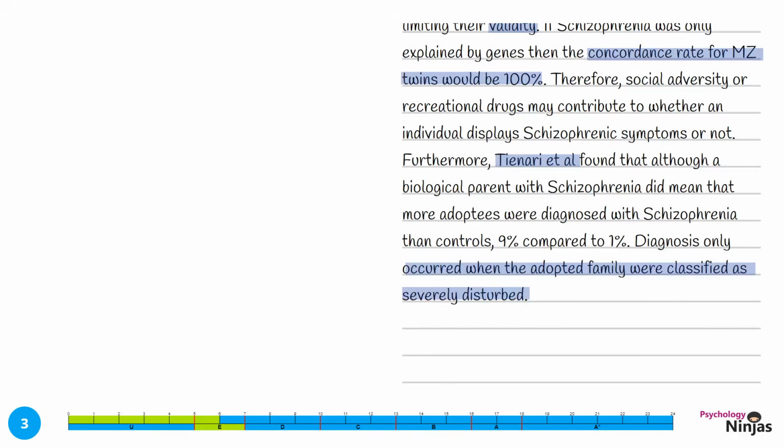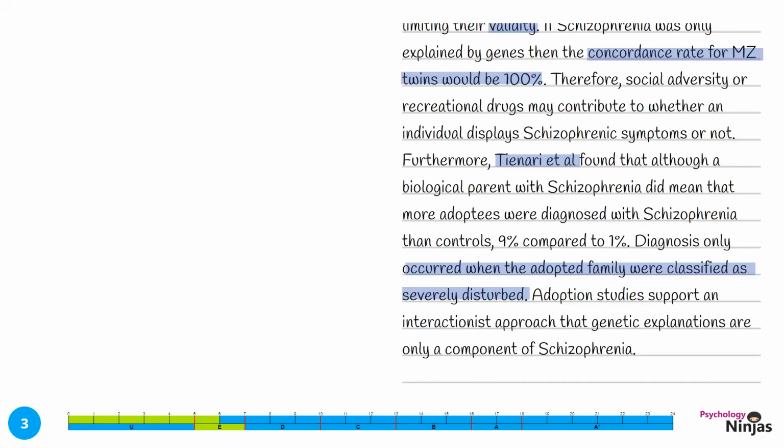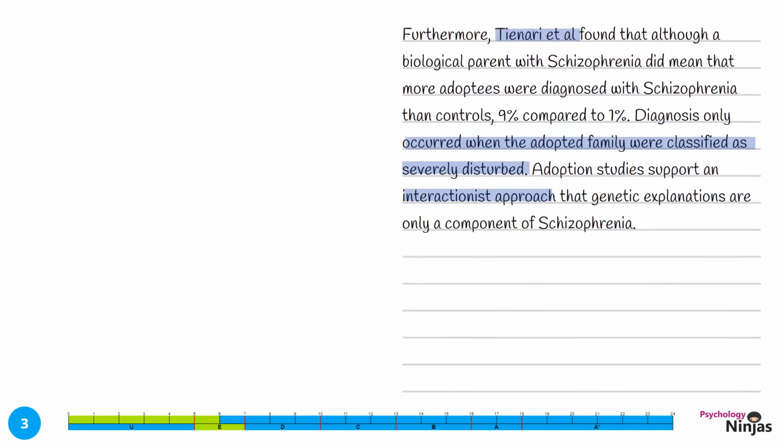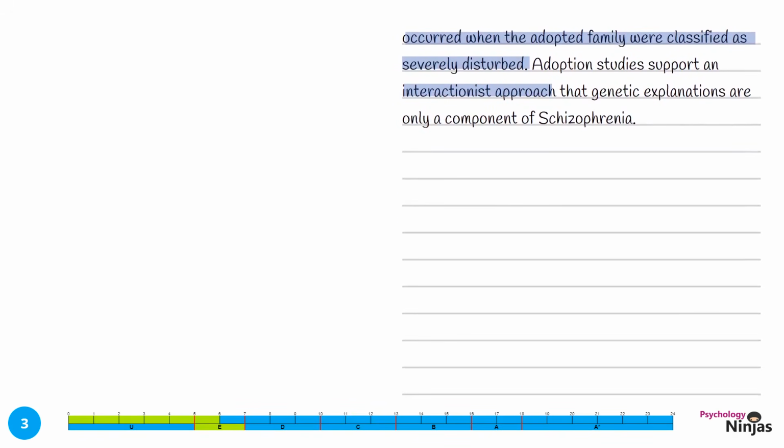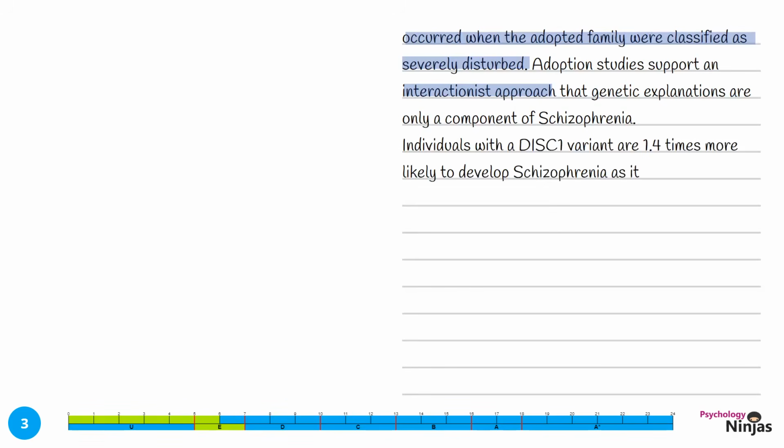Let's form a judgment to complete our discussion. Adoption studies support an interactionist approach that genetic explanations are only a component of schizophrenia. We've demonstrated here our wider psychological knowledge in that an interactionist approach, or a combination of genetics and non-biological factors, may be the best explanation. Let's return one more time to our outline of genetic explanations.